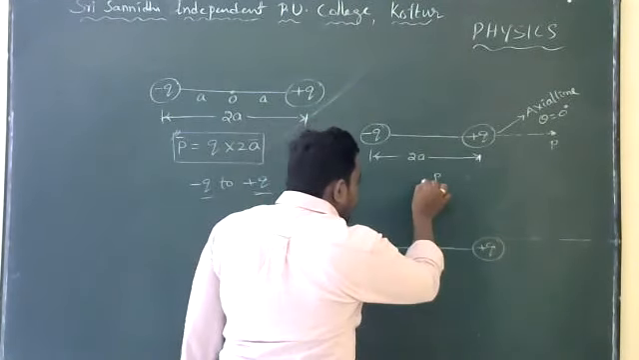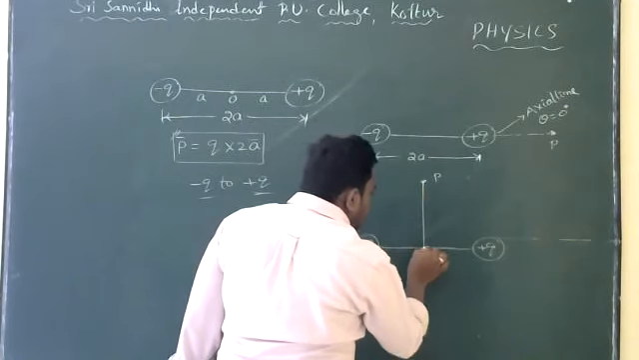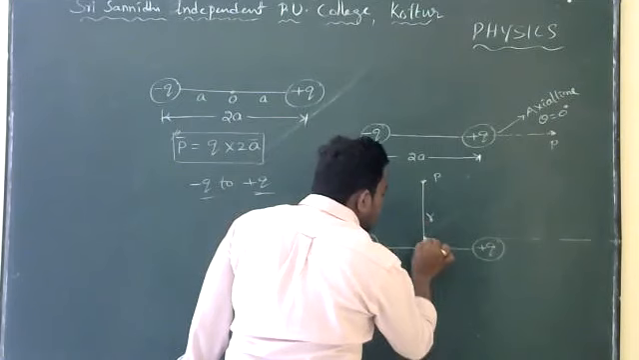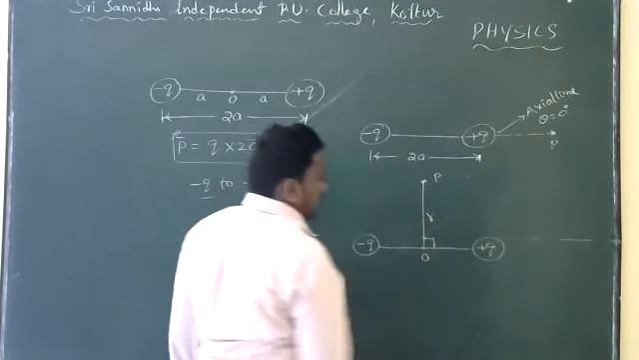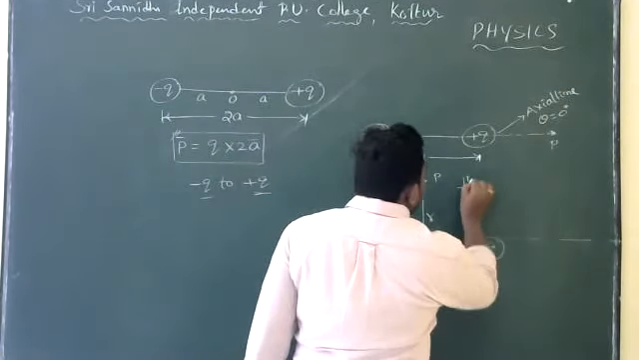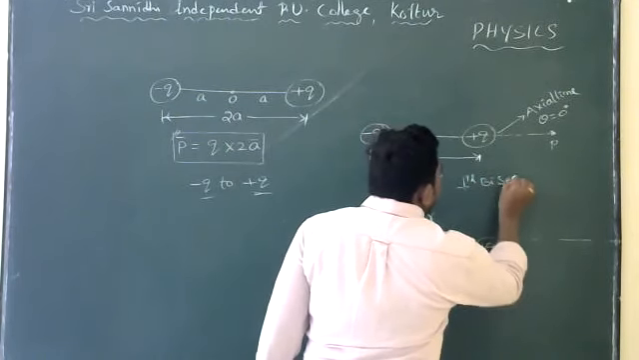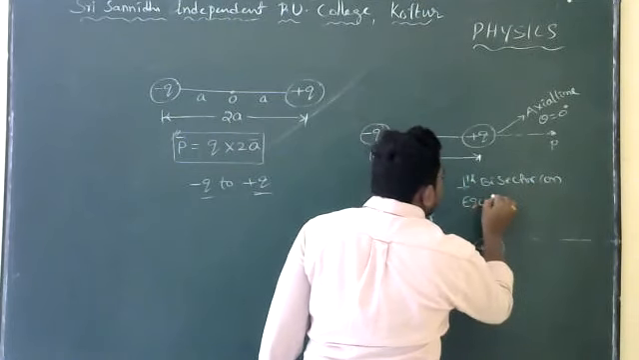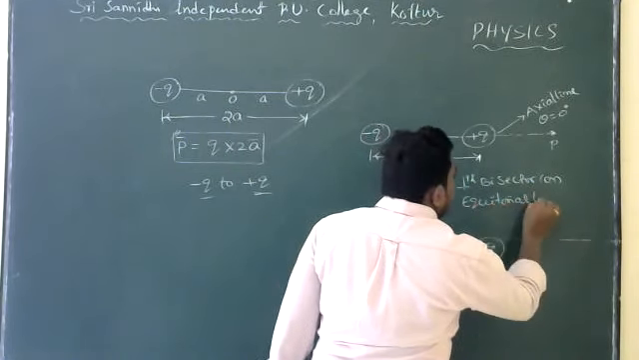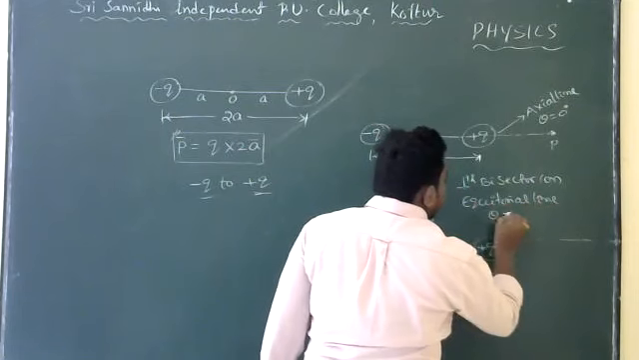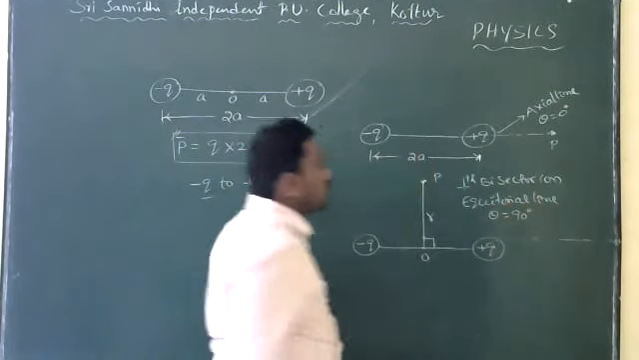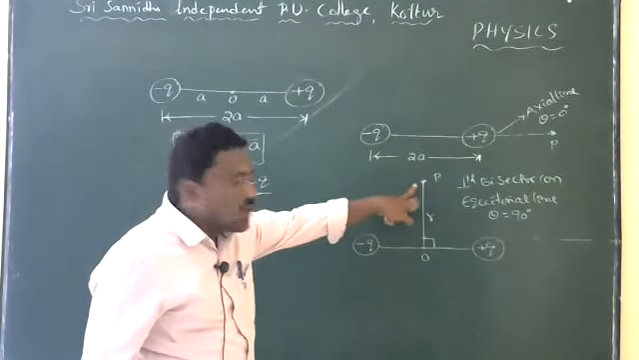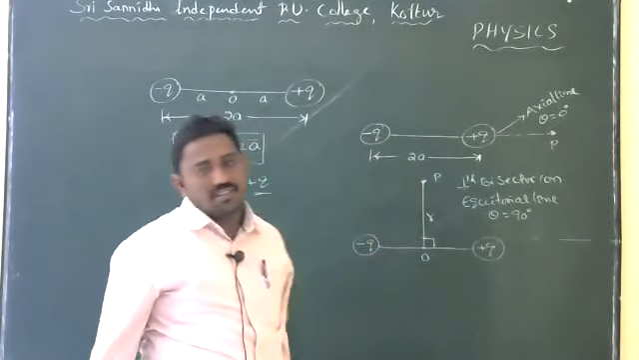This point P is at a distance from the center of the dipole, on the perpendicular bisector. The perpendicular bisector and the equatorial line are the same. Here the angle theta is equal to 90 degrees. The equatorial line is perpendicular to the dipole axis.